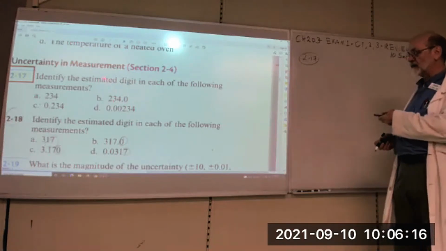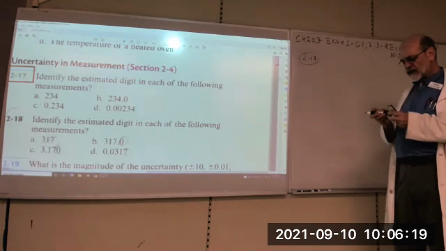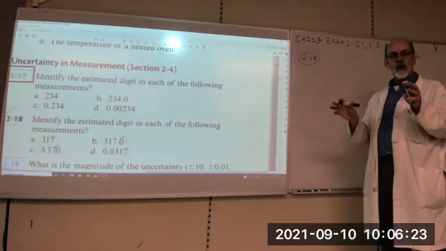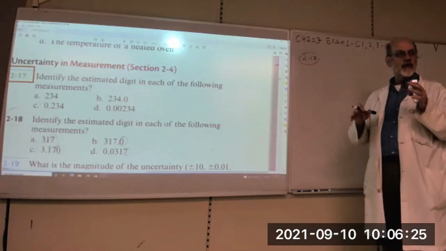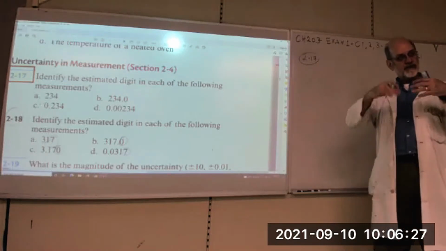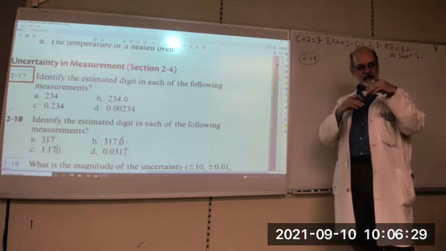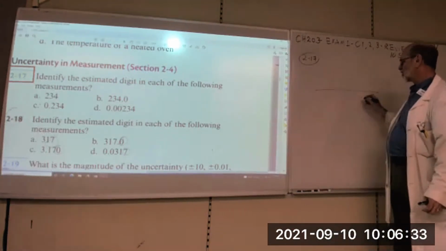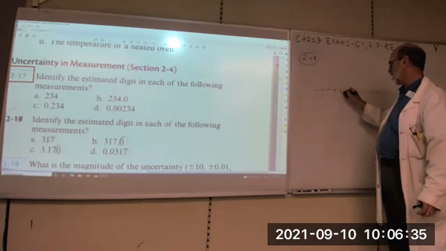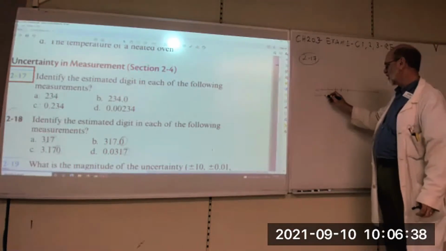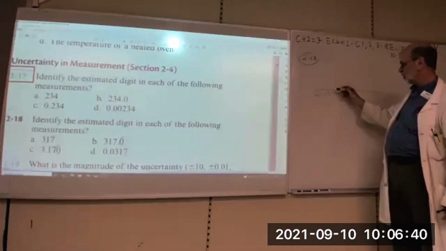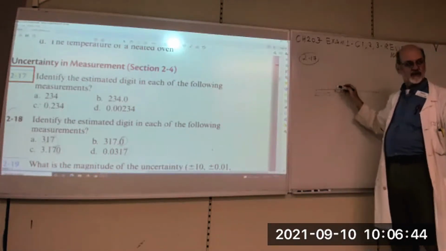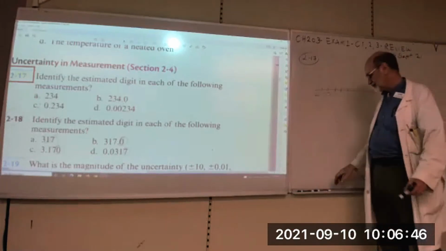That's the estimated one. You estimate because the measuring device has no mark or indicator whatsoever for the number. It's between two indicated values. Like if you have a meter stick or something, it's marked off like that, and you're measuring something that's this long, it's between this one and this one. So you estimate the last one.